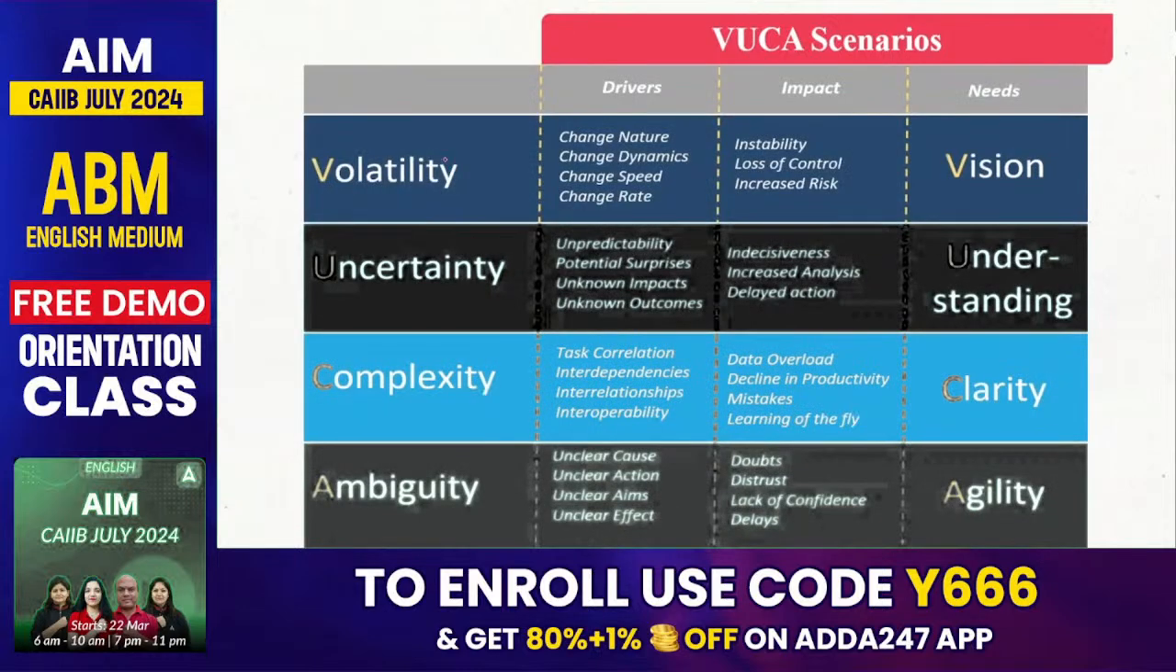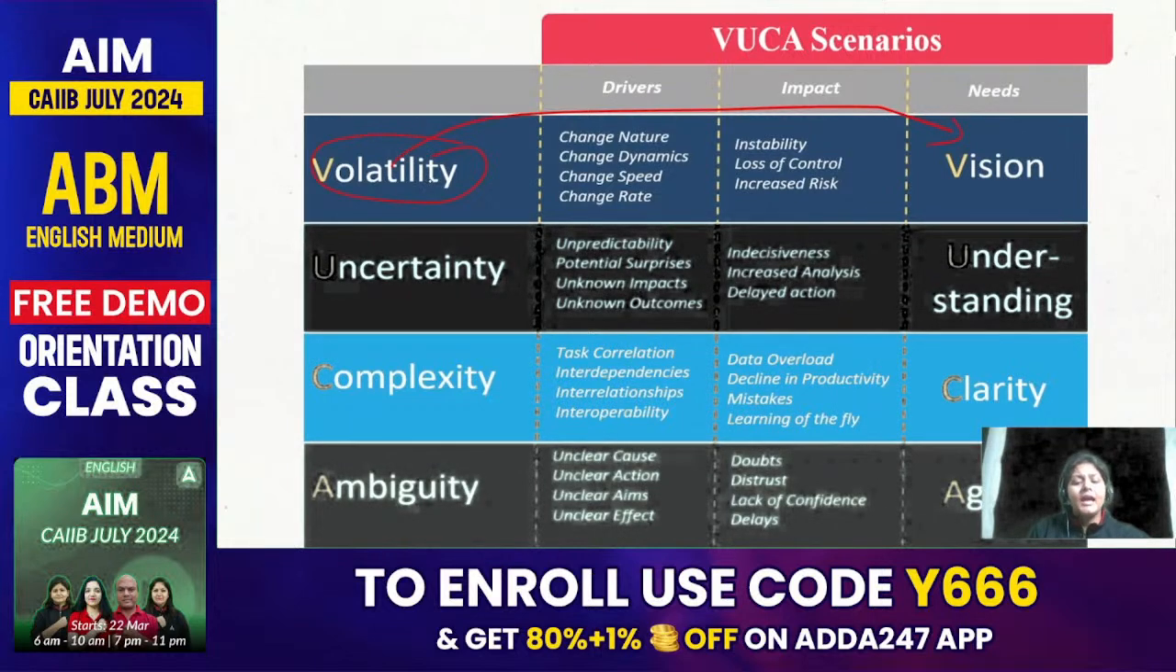Now see, every problem has a solution, am I right or not? These are the problems: volatility, uncertainty, complexity, and ambiguity. When we talk about the problem, we have to talk about the solution also. Every problem has a definite solution. For the problem of volatility, where change is going faster and faster, that is the rate of change. If every organization has a proper vision of what it wants to be after 10 years, after 5 years, then you can fight volatility.